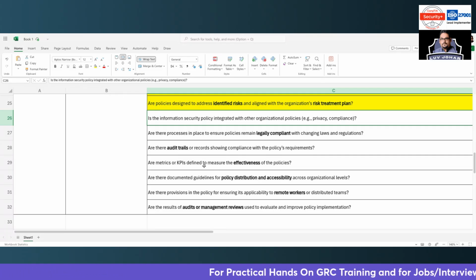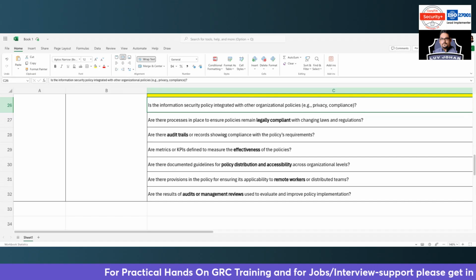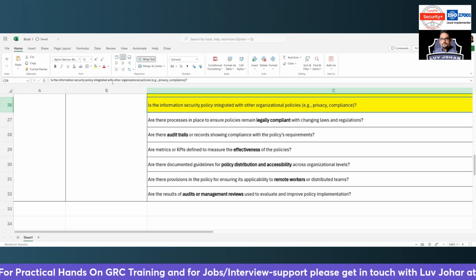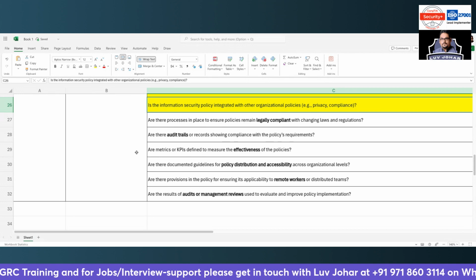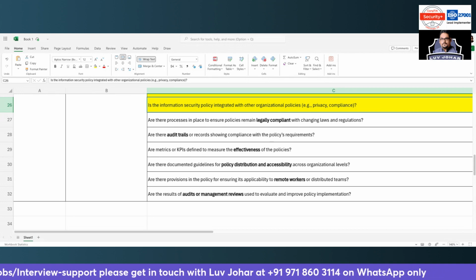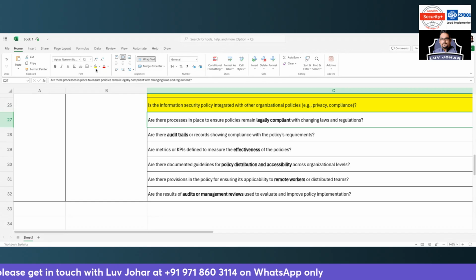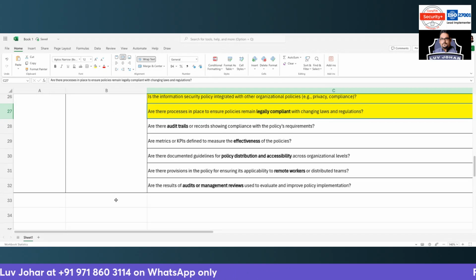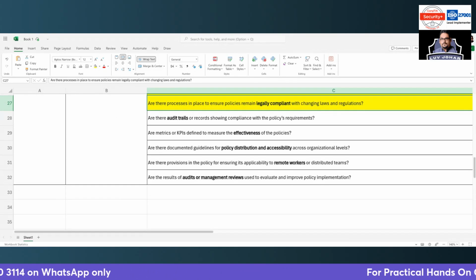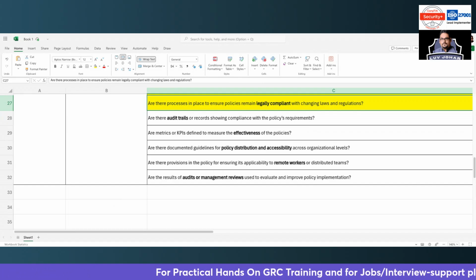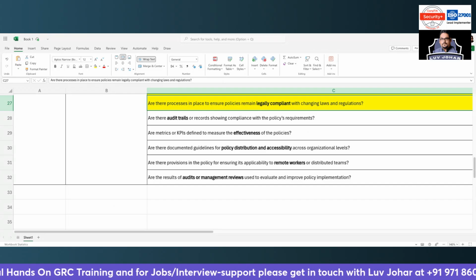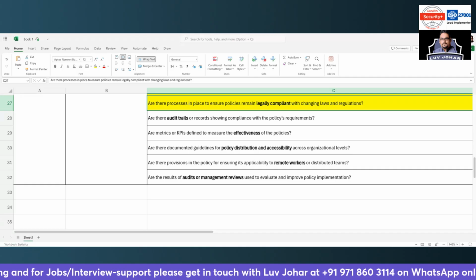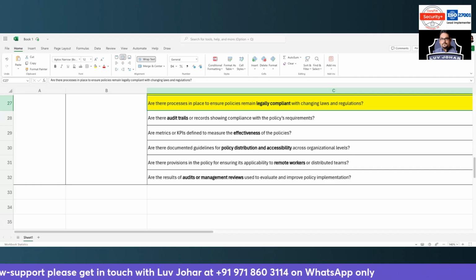Okay, is the information security policy integrated with other organization policies? Yes. The answer is yes. You need to integrate it with other policies as well, especially for privacy, where compliance is the first and foremost important, right? And after that, are there processes in place to ensure that the policies remain legally compliant with changing laws and regulations? Definitely. So we need to make sure that we are updating these policies timely so that we are legally compliant with changing laws and regulations, right? And the update cycle and who will update and each and everything is defined properly in this policy itself, right?